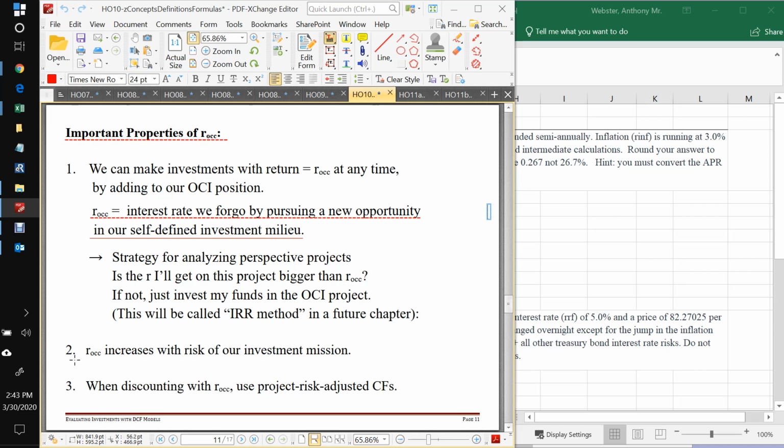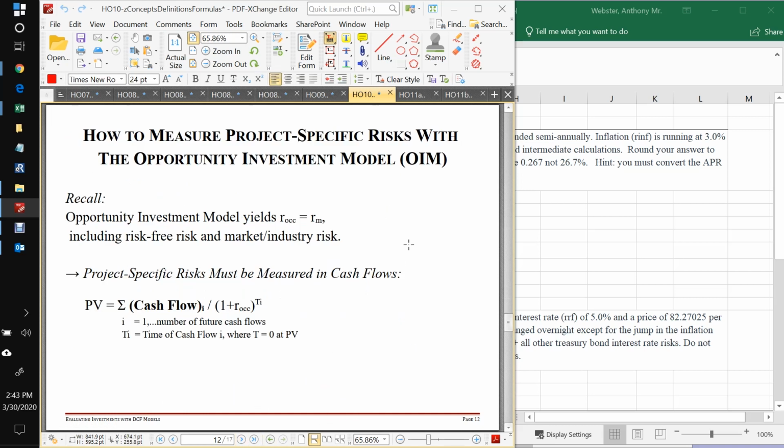Okay. Another thing that's important is the riskier our investment mission, the higher our opportunity cost of capital is going to be. And whenever we're discounting with our opportunity cost of capital, we want to use our project risk-adjusted cash flows.